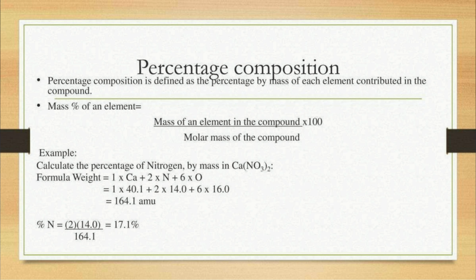Next, percentage composition. Percentage composition is defined as the percentage mass of each element contributed in the compound. Mass percent of an element is equal to mass of an element in the compound upon the molar mass of the compound into 100. So calculate the percentage of nitrogen. Similarly, you can calculate the percentage of nitrogen.